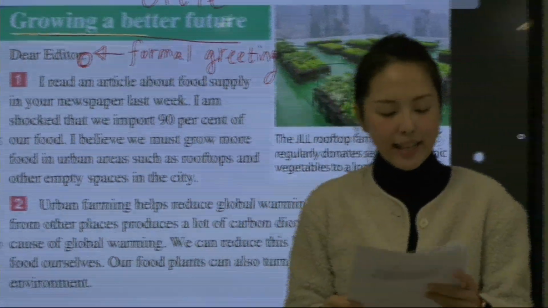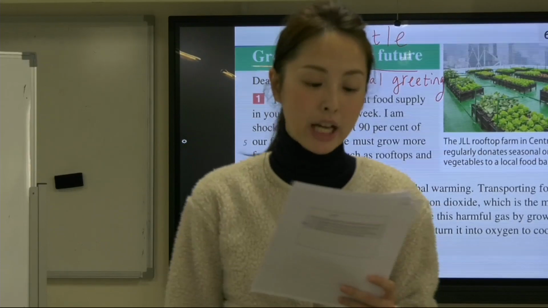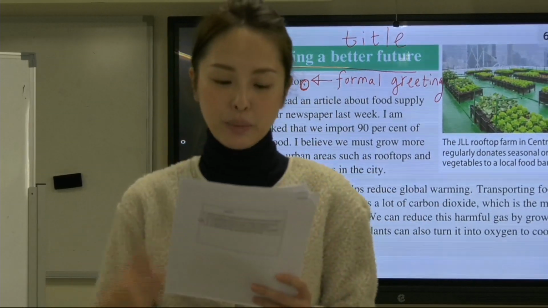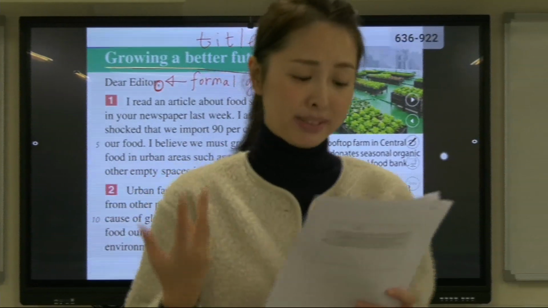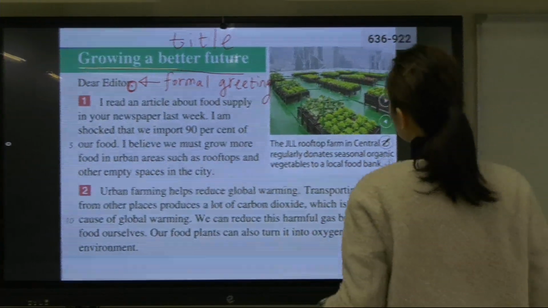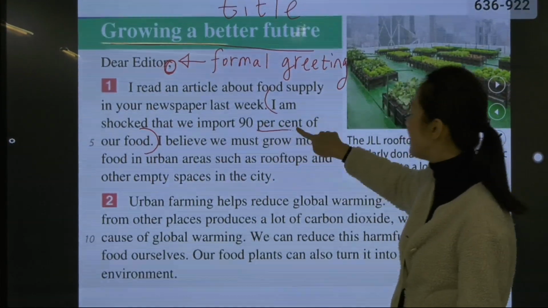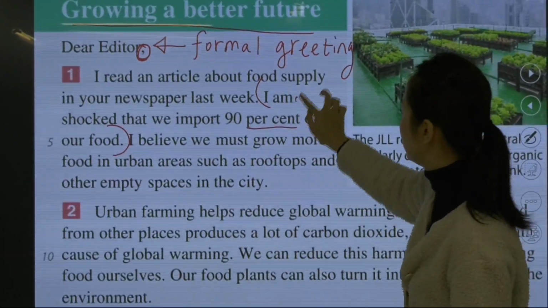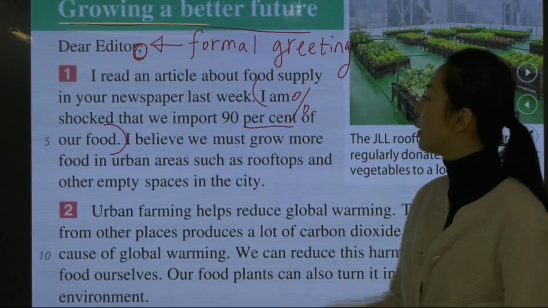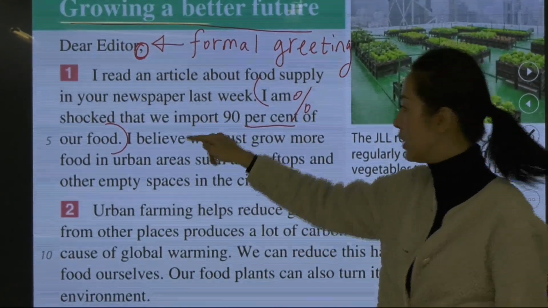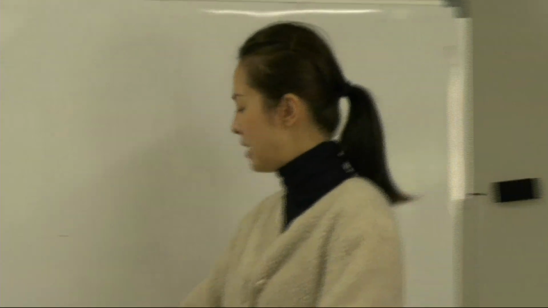Okay, now let's look at the text. I read an article about food supply in your newspaper last week. I am shocked that we import 90% of our food. So let's look at this sentence. Firstly, percent. What is percent? Okay, 90%. 90% of our food is imported. Okay, import, this word. Take out your note. Okay, we have to write down this word.